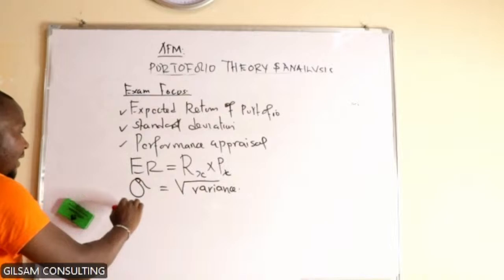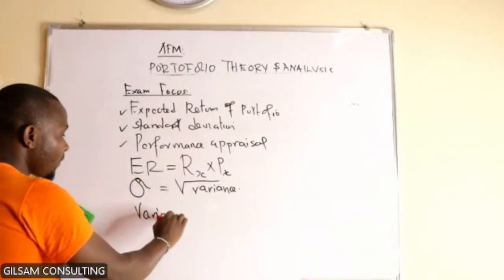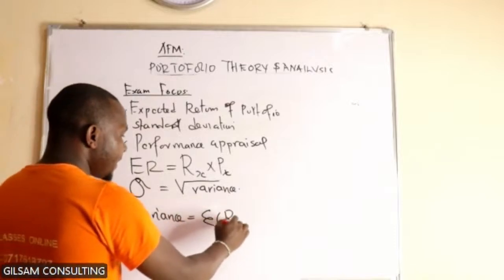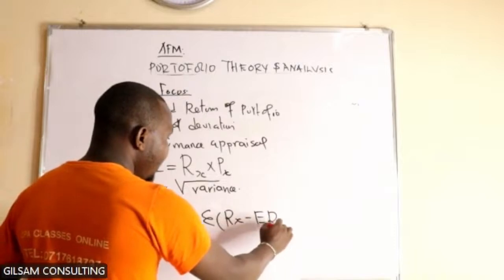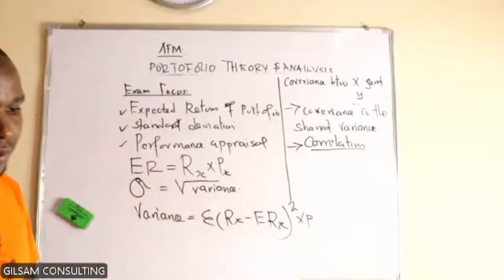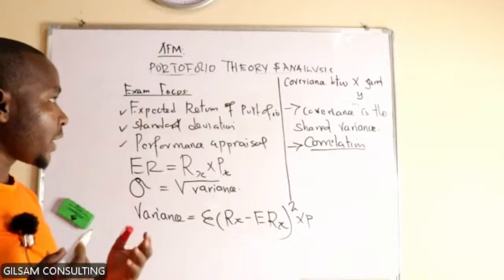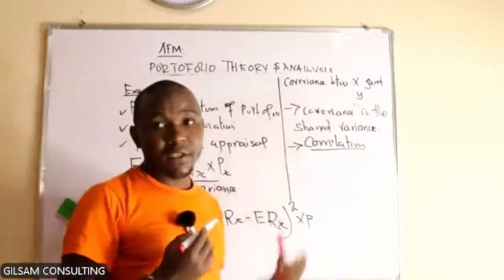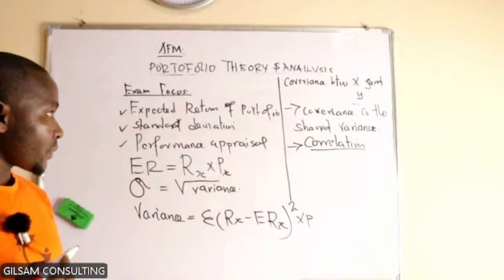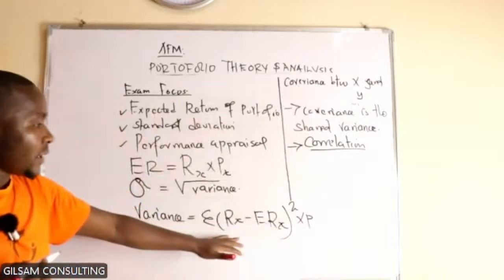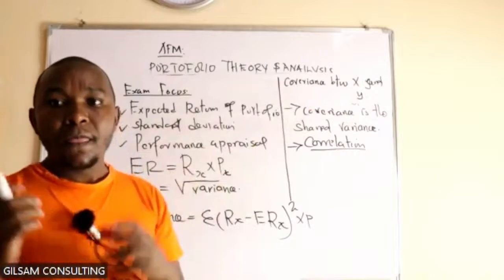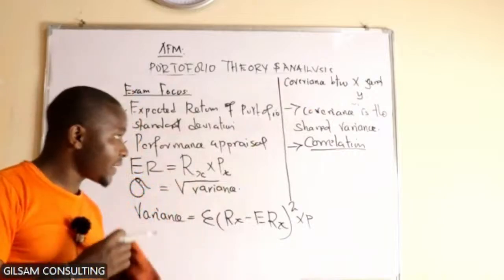For us to get the variance, you take the sum of the return minus the expected return, squared, and multiply by the probability. The correlation is just the correlation of the two projects or investments. How do we get the correlation? Covariance is the same as this one, except this is the variance and that one is covariance, because we are combining two projects. Maybe I think 13.3.